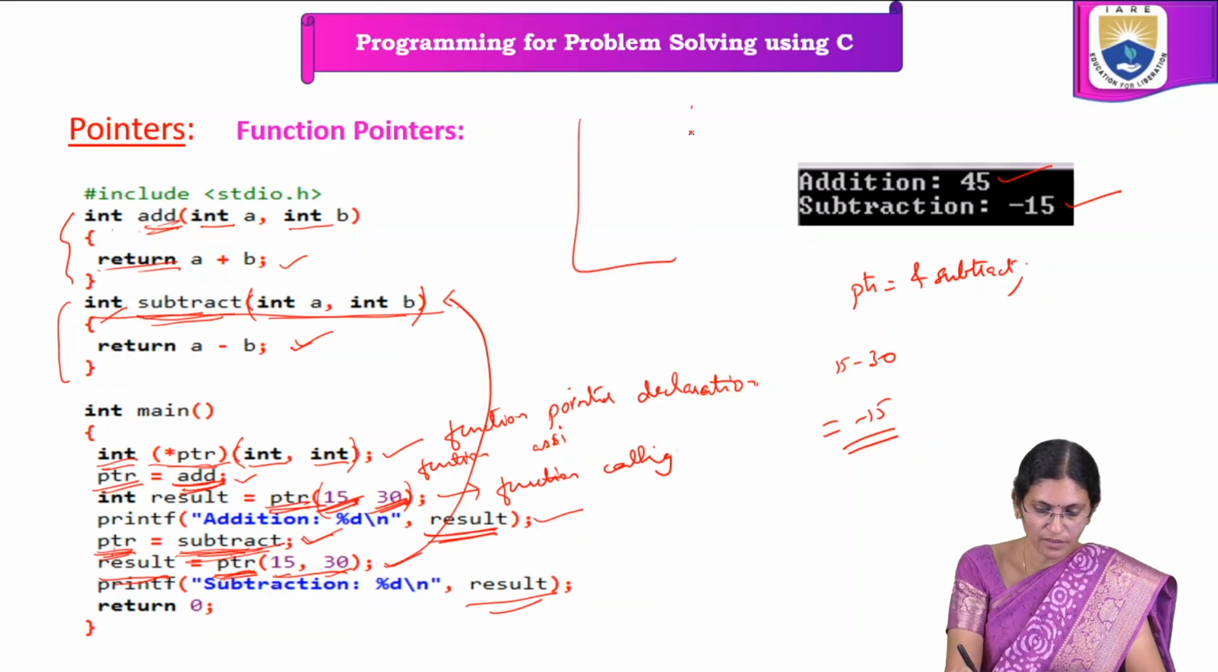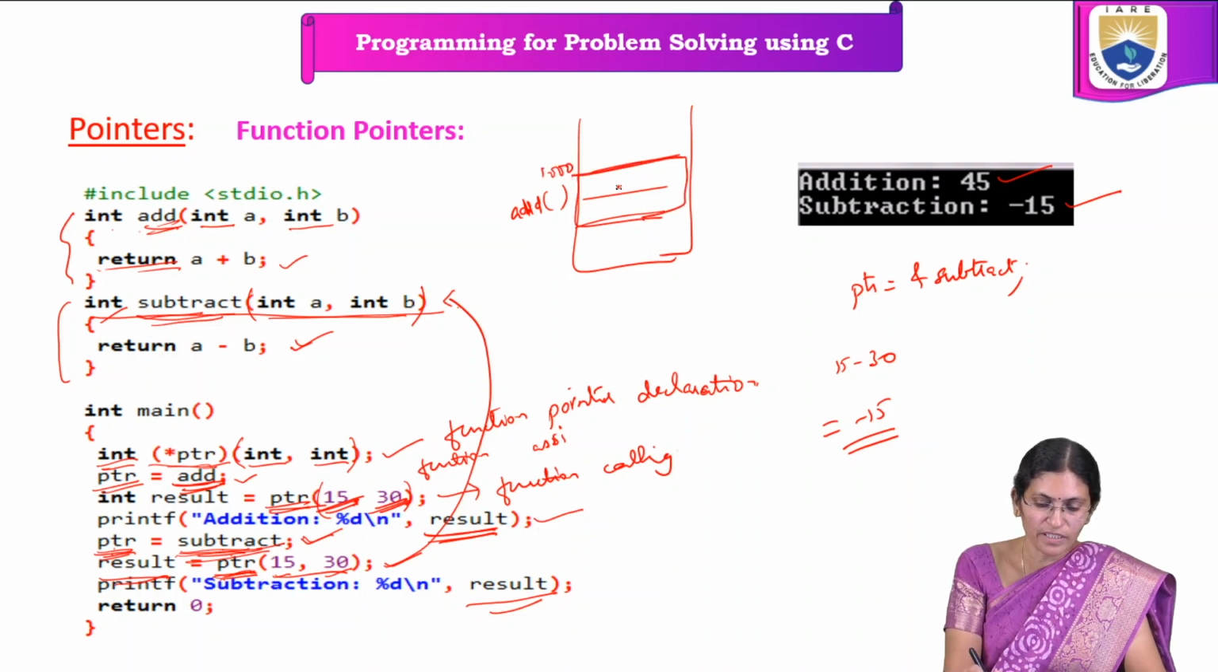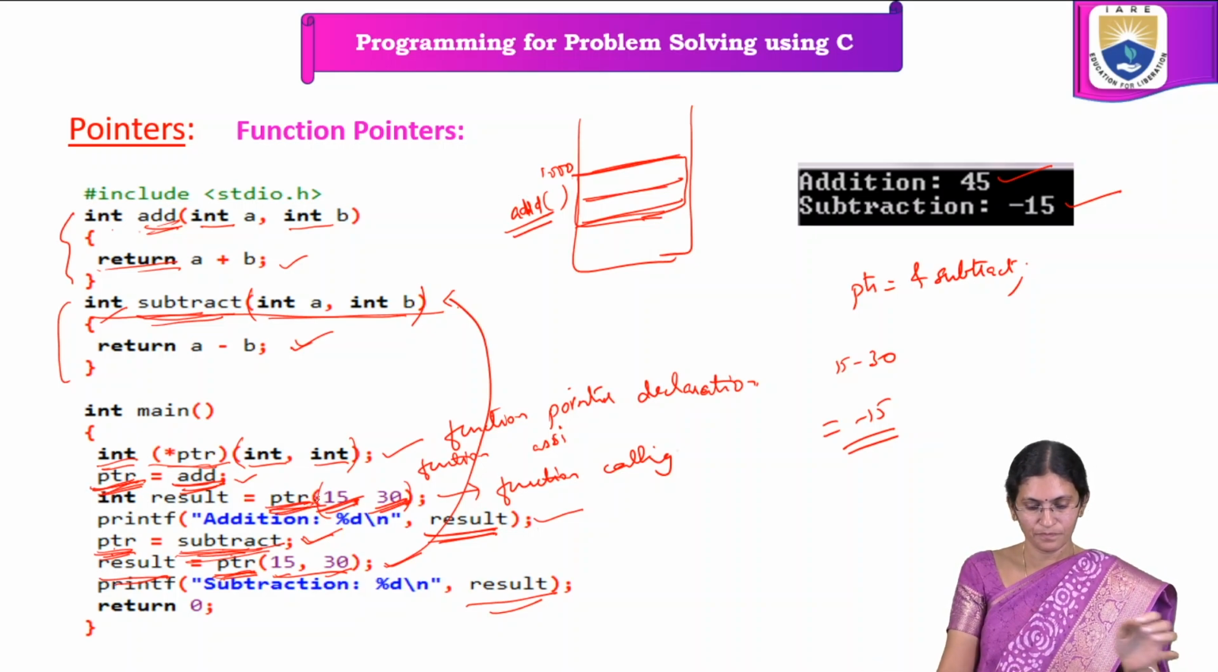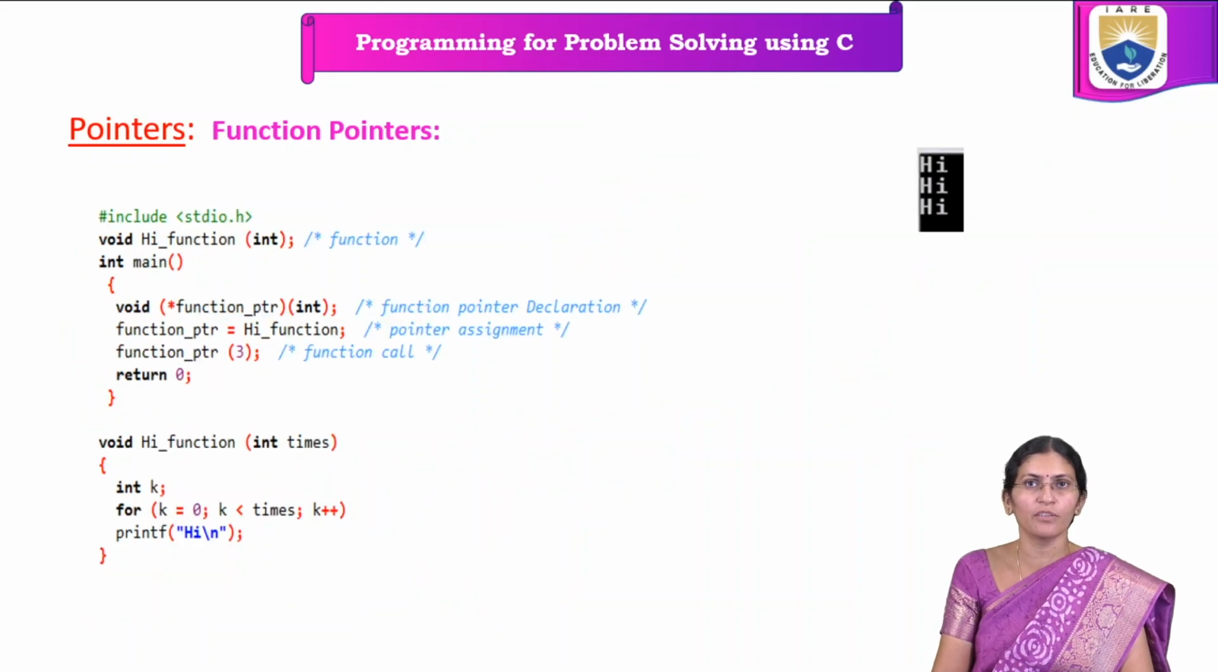So in memory, suppose we are declaring a function add, which takes some arguments. It has some address, suppose the base address of this is 1000. The base address of this will be assigned to this pointer variable. That is what we are doing here. We are assigning the address of this function to the pointer variable PTR and then we are calling the function with the pointer name. So in this way we can understand the example of function pointers.